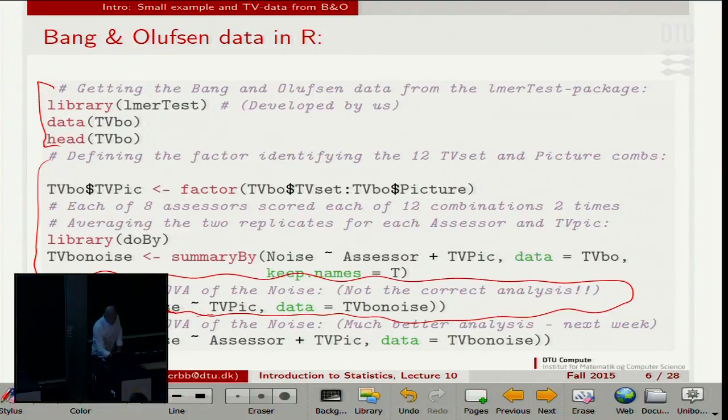is modeled as a function of something called TV pick here, which is the coding for the 12 combinations of 3 TV sets and 4 pictures. That's a coding, a grouping factor for the 12 groups in this data set, right? And then I have a number of noise scores repeated for different persons and different replications. Are we up and running? Good.